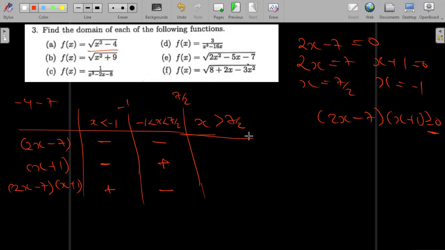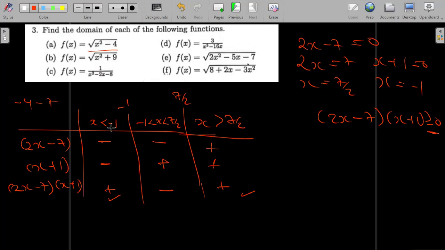Pick a value greater than 7 over 2, I'm going to choose 4. 2 by 4 gives me 8, 8 minus 7 gives me positive 1, so I get a positive value there. Then 4 plus 1 is 5, which is positive. Positive by positive gives me a positive value. From there, I check which part is positive, and this part is positive.